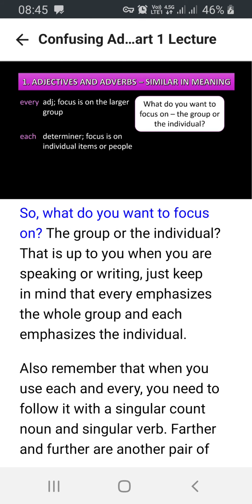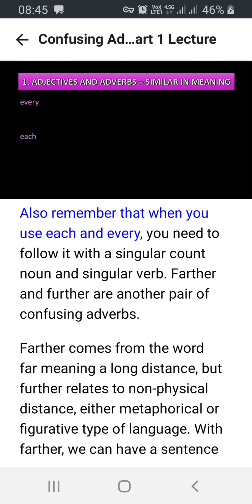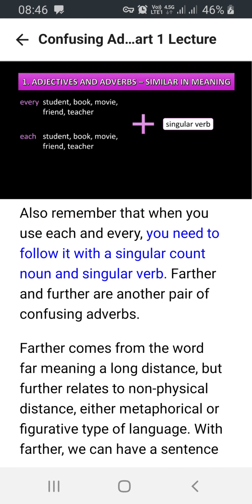So what do you want to focus on, the group or the individual? That is up to you when you are speaking or writing. Just keep in mind that every emphasizes the whole group and each emphasizes the individual. Also remember that when you use each and every, you need to follow it with a singular count noun and singular verb.